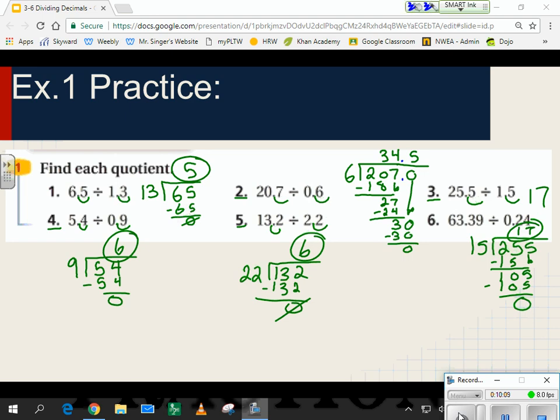So what I decided to do then was add a decimal and I could just carry as many zeros as I wanted. When I brought down the 0, I then had 30, and it was nice because I knew 6 goes into 30 evenly 5 times. And that's how I got that answer.